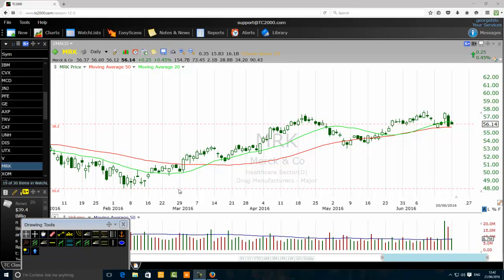Once you get that, we can start our conversation. The first thing first, the moving average 20, in comparison to the moving average 50, is what we call a fast moving average. So the moving average 20 is faster than the moving average 50, and the moving average 50 is faster than the moving average 100, and the moving average 100 is faster than the moving average 200.